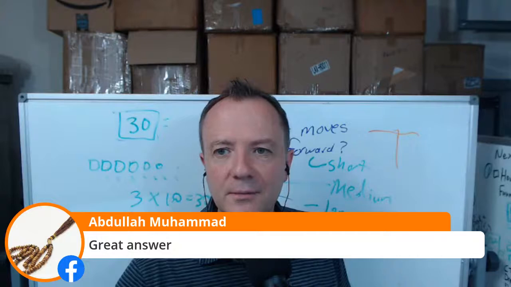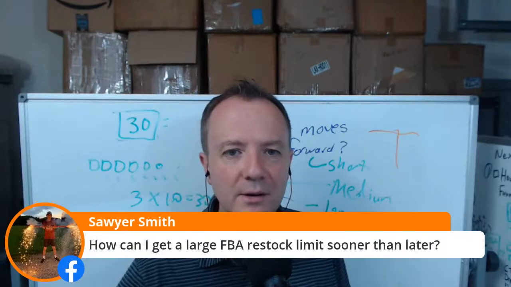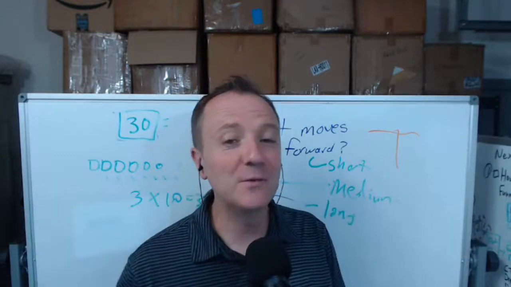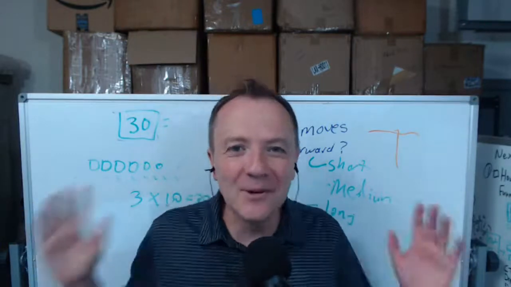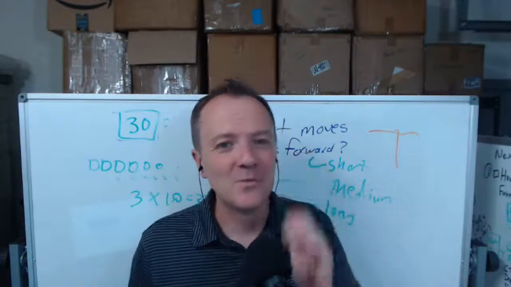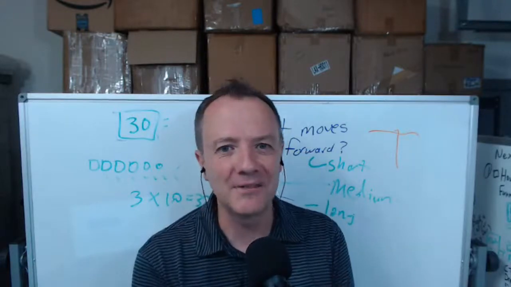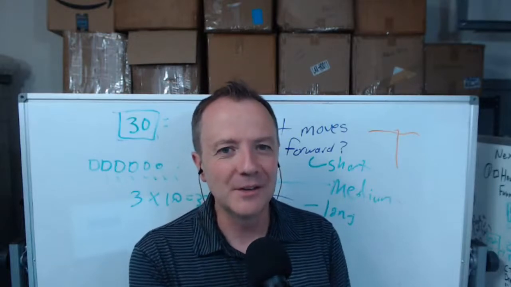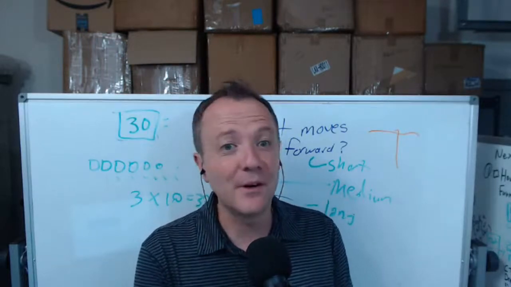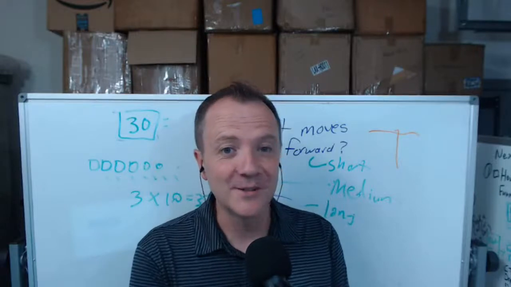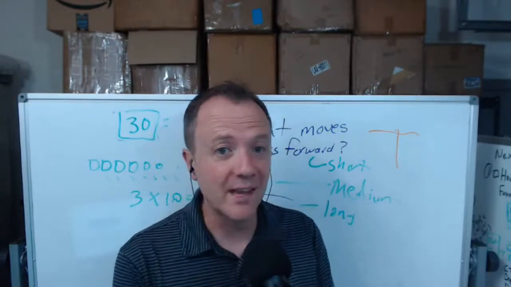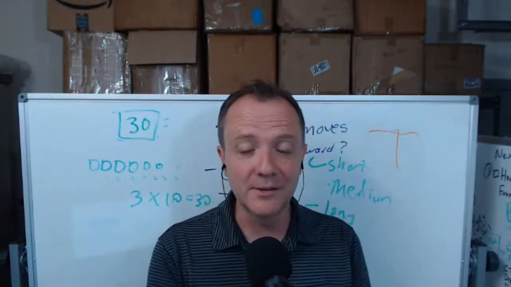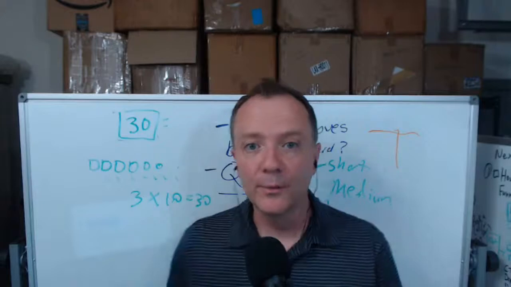Abdullah said, great answer. My pleasure. And then Sawyer said, how can I get a large FBA restock limit sooner rather than later? If you figure it out, if anyone figures it out, let me know. I've sent all kinds of emails to Amazon. I've yet to see them turn anything around or give anything other than a very cut-and-paste answer. And that doesn't matter which marketplace, US, Canada, UK, Europe, wherever. It's always pretty much, in polite corporate speak, no.